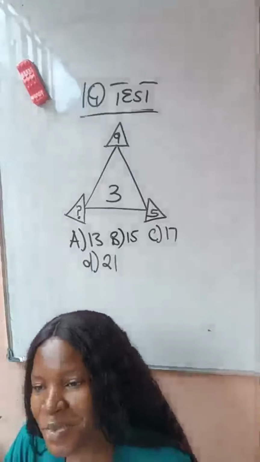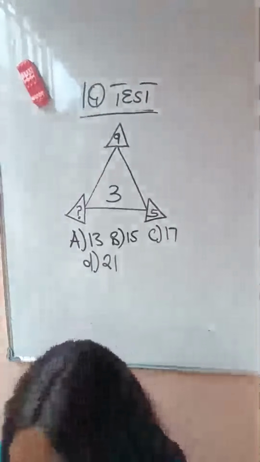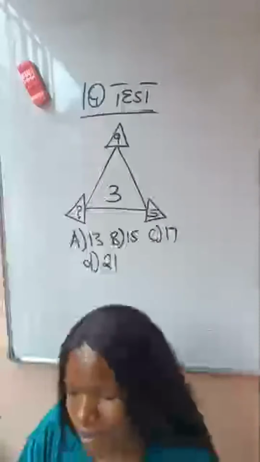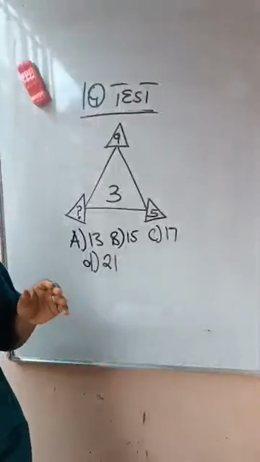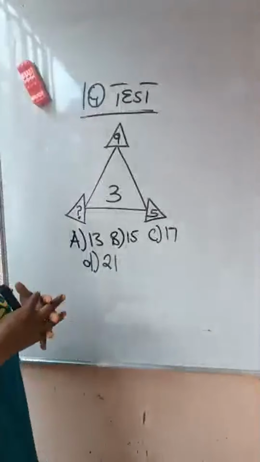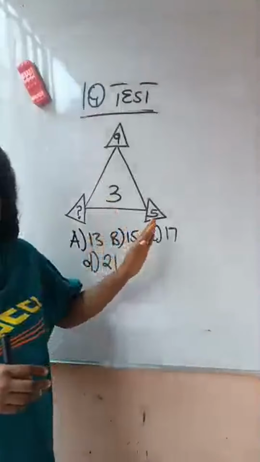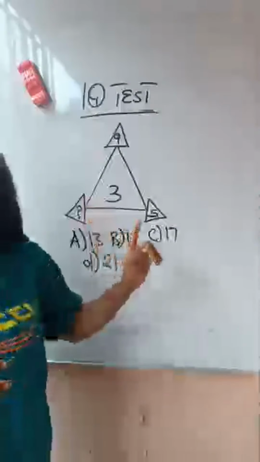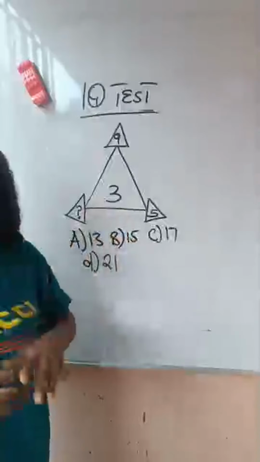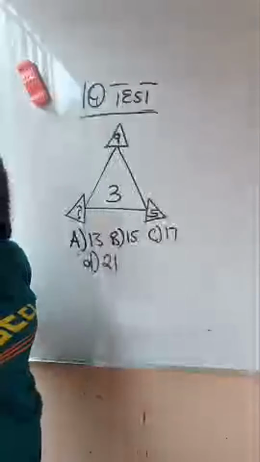Okay, so please, let's do this together. Like I said, there must be a pattern. There must be a connection between them. All right. So Jojo is saying 17.